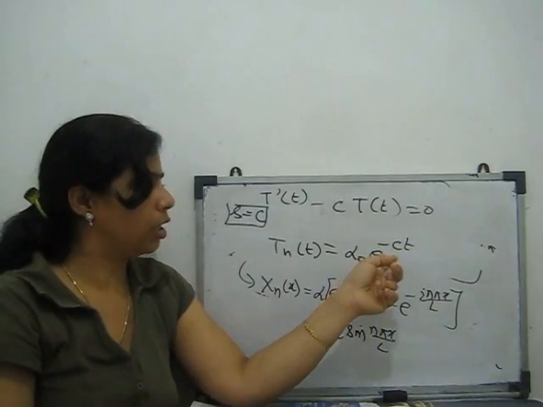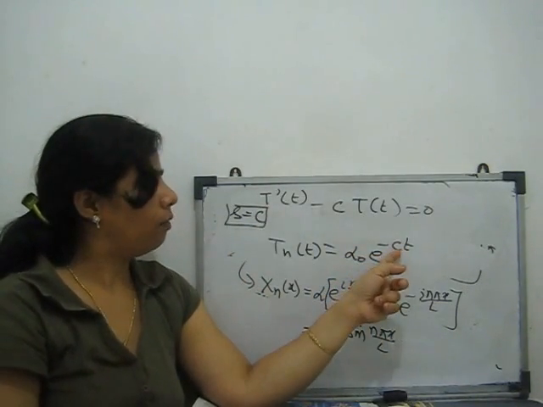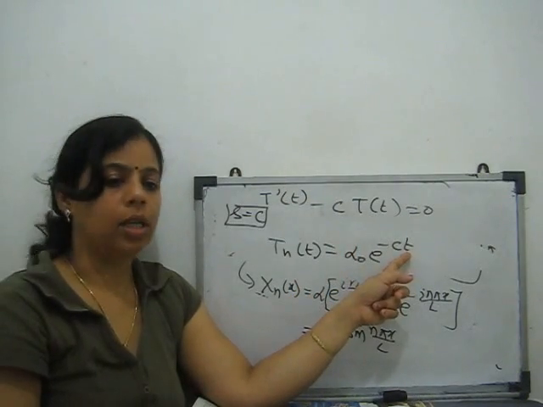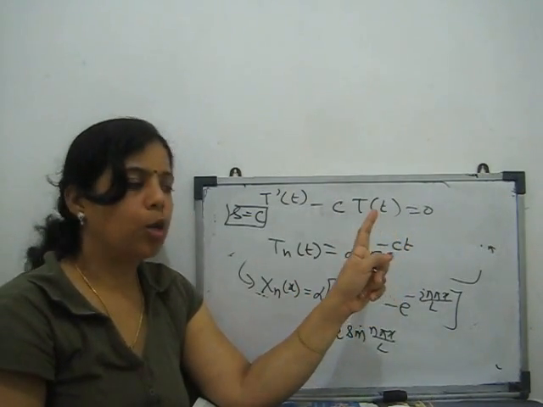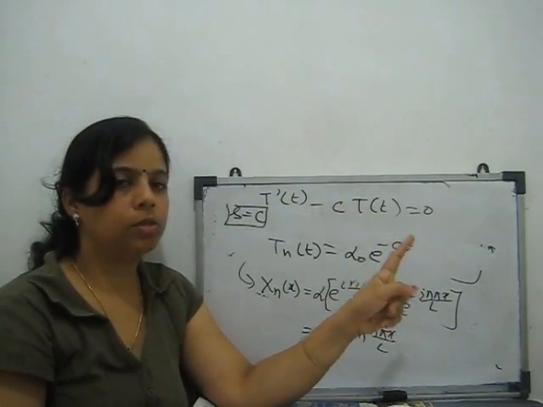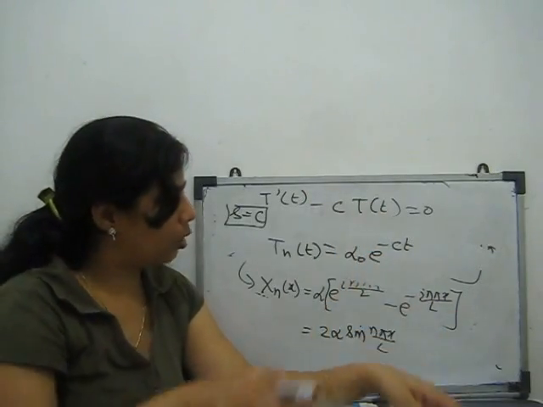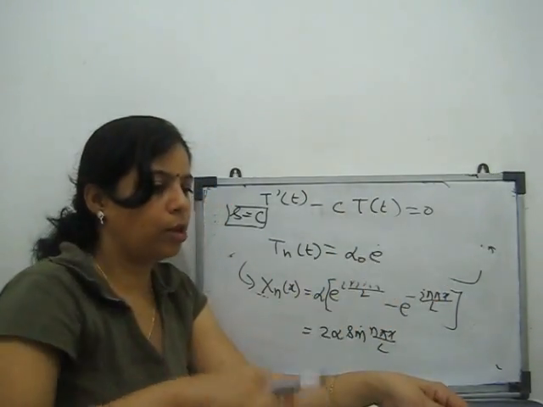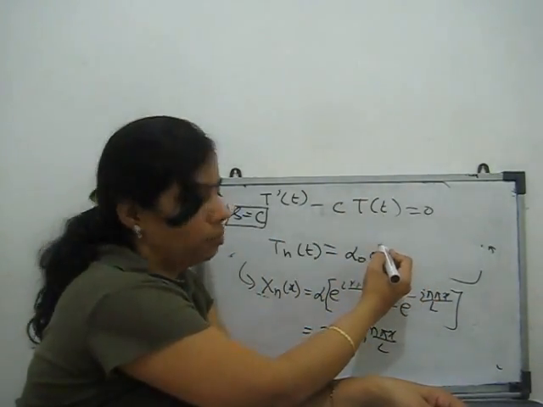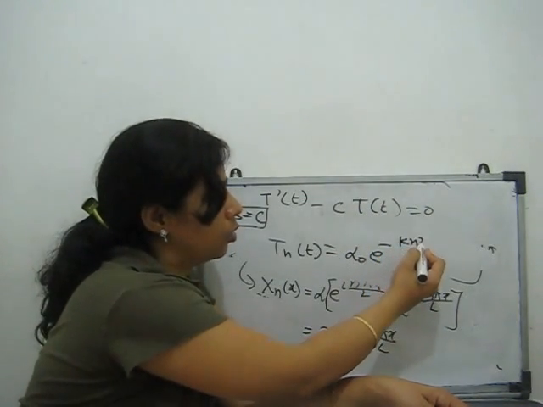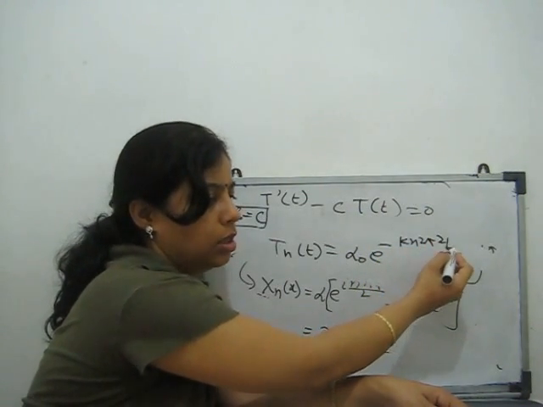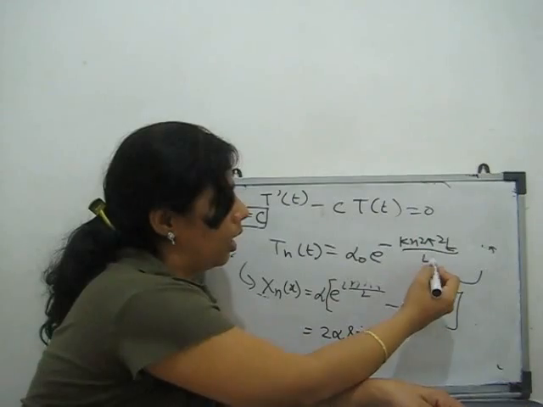Alpha 0 is a constant, e to the power minus of in terms of t. Now substitute the value of c. Value of c is what? It is minus k n square pi square upon l square. Then we can substitute here: minus k n square pi square t upon l square.